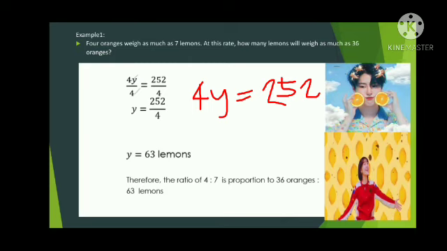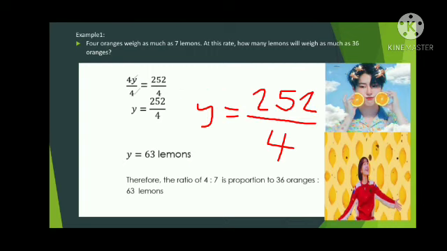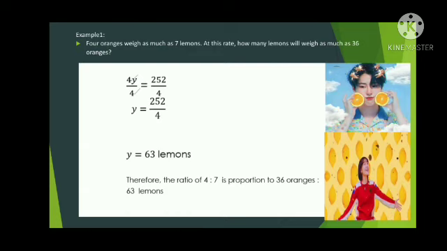Okay, so to find the value of Y, we need to divide both sides by 4. Next, 4Y divided by 4 is equal to Y. Makakancel yung 4. And what is 252 divided by 4? That is equivalent to 63. So, our final answer is Y equals 63 lemons.